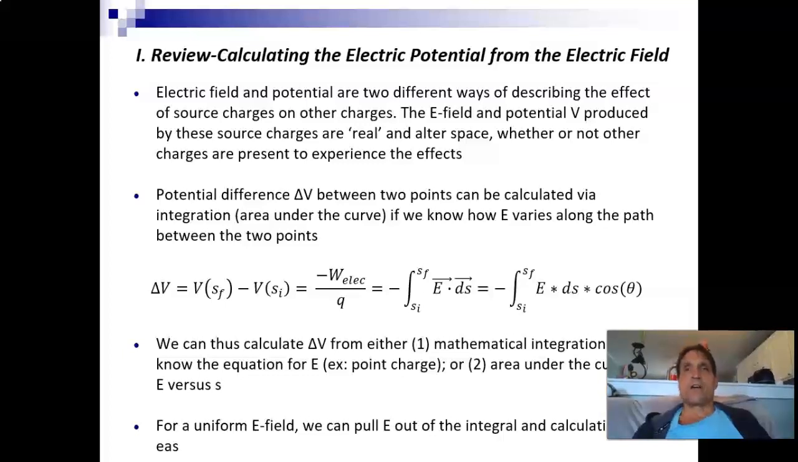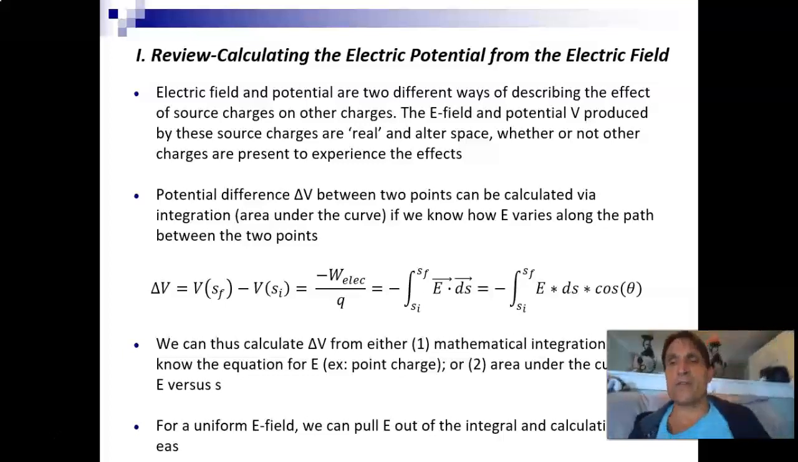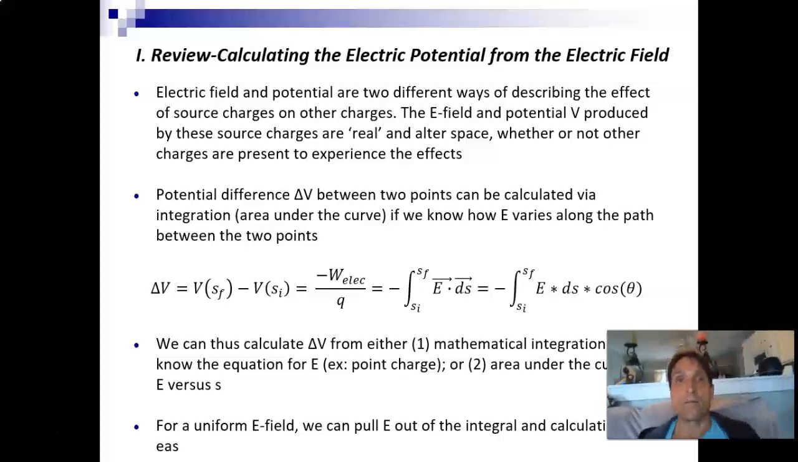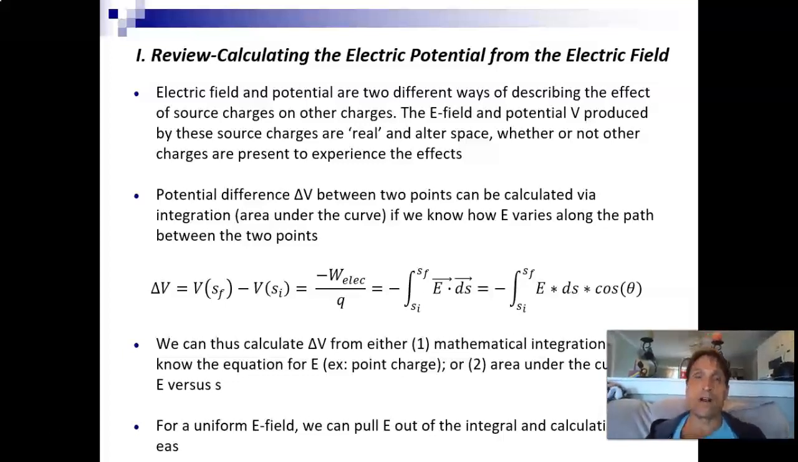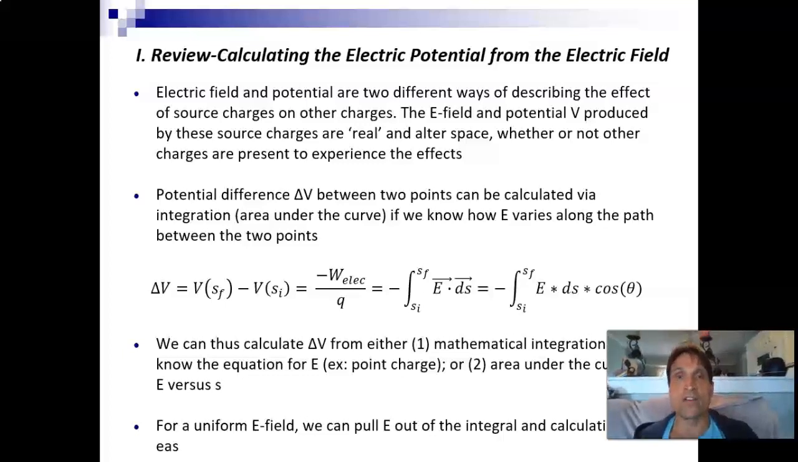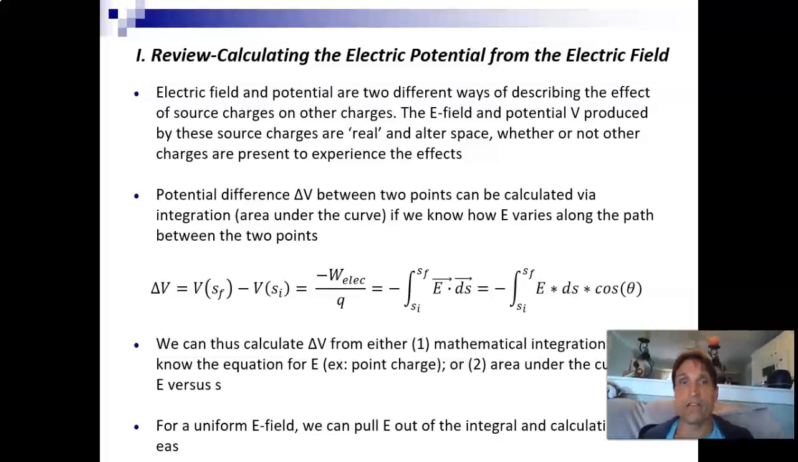And so the electric field and the potential, they're real. They're produced by these charges. They exist whether or not other charges are present to experience the effects. So these fields and this potential produced by the charges, they do alter space. They're real whether or not other charges are there to experience the effects.